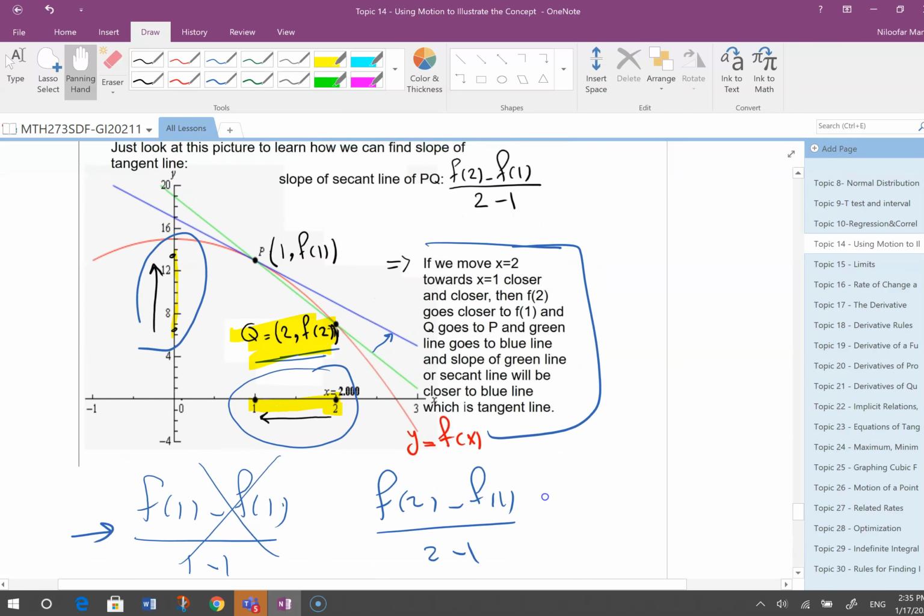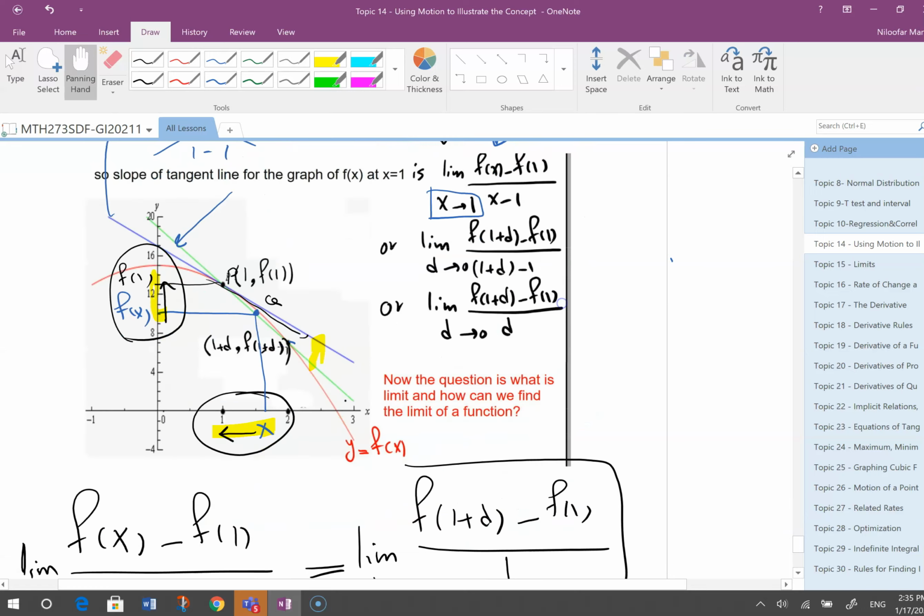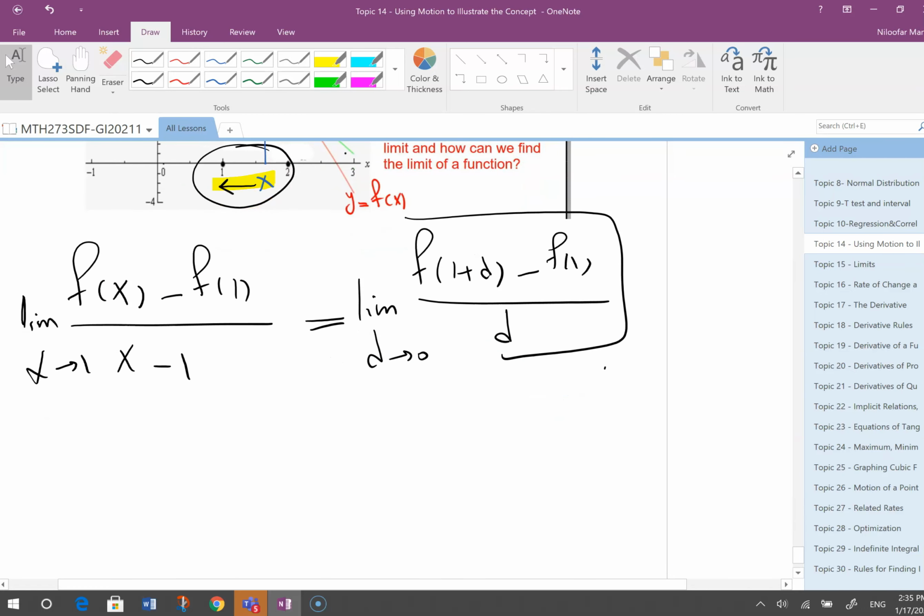Let me show you here. See, when I go closer from 2 to 1, and I also go closer on the y-axis, then I can say the green line goes to the blue line, and I have the answer. So in this case I need to know limit, because I need to go closer and closer. I need to approach. So we need limit because we want to find the slope of the tangent line. In the future, we talk about derivative, and we relate derivative to the slope of the tangent line.